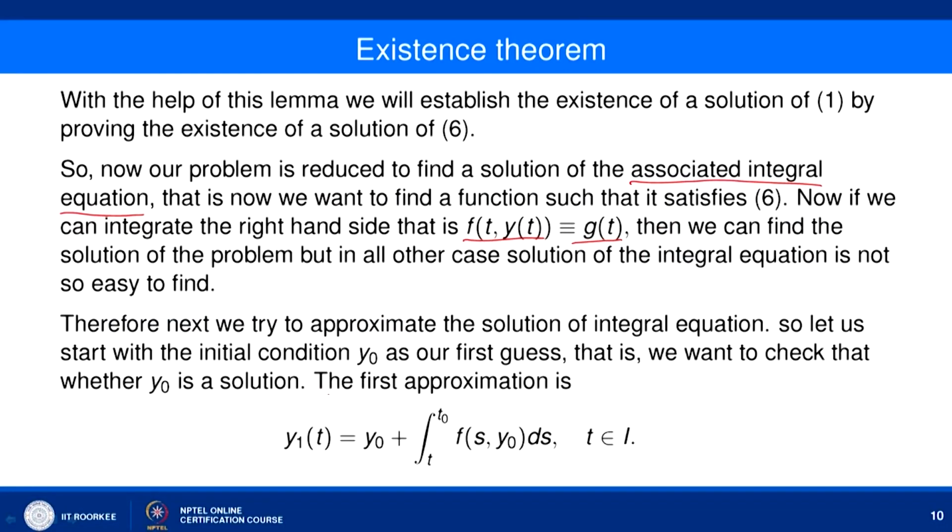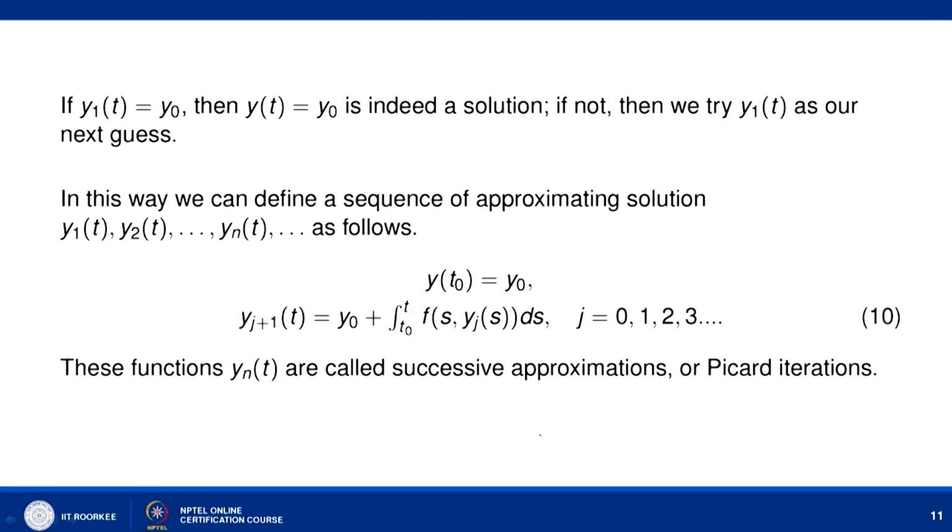Here we say that the first approximation is given as y 1(t) equal to y naught plus the integral from t naught to t of f(s, y naught) ds, where t belongs to I. And if y 1(t) is y naught, then we have shown that y(t) equal to y naught is indeed a solution. If not, then we try y 1(t) as our next guess. By taking this y 1(t), we define y 2(t) as y naught plus the integral from t naught to t of f(s, y 1(s)) ds, and then we see if y 2(t) is coming out to be y 1(t); we stop and say that y 1(t) is our solution.